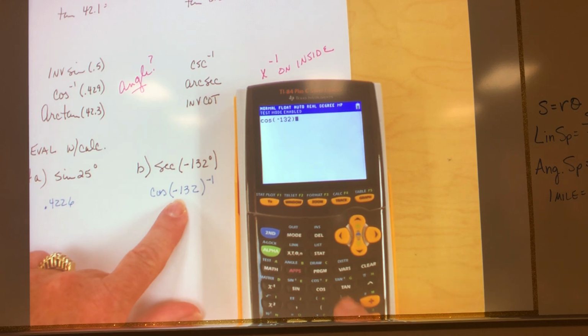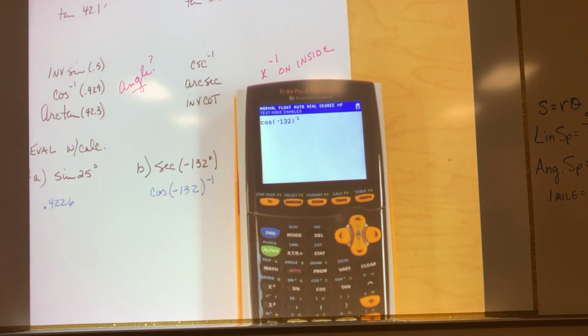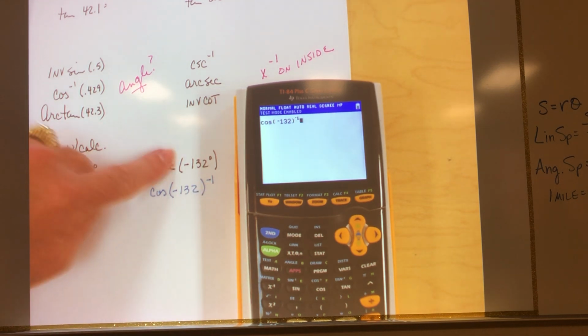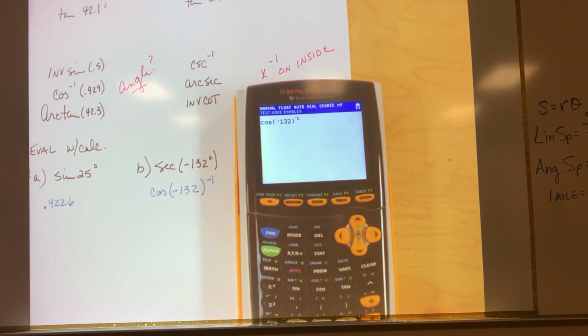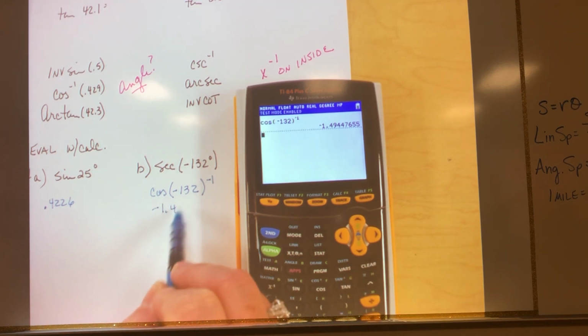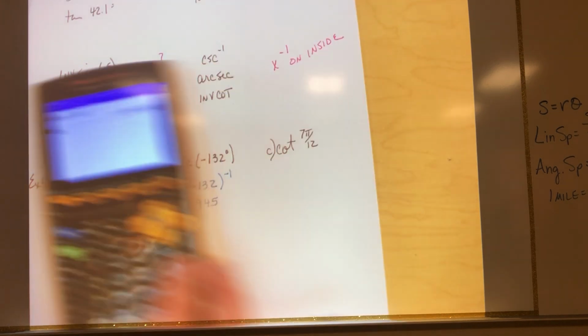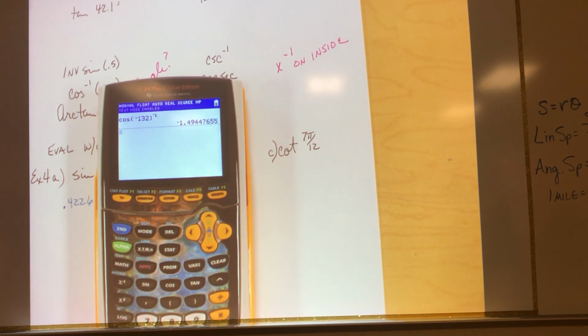Negative 132, close it, and then my x to the minus 1 button. What it's doing is taking the cosine of this number, and then taking that number's reciprocal. That's what it does when you put it on the outside. It's the same thing as saying 1 over the cosine of negative 132. My answer is negative 1.4945. Is everybody okay?